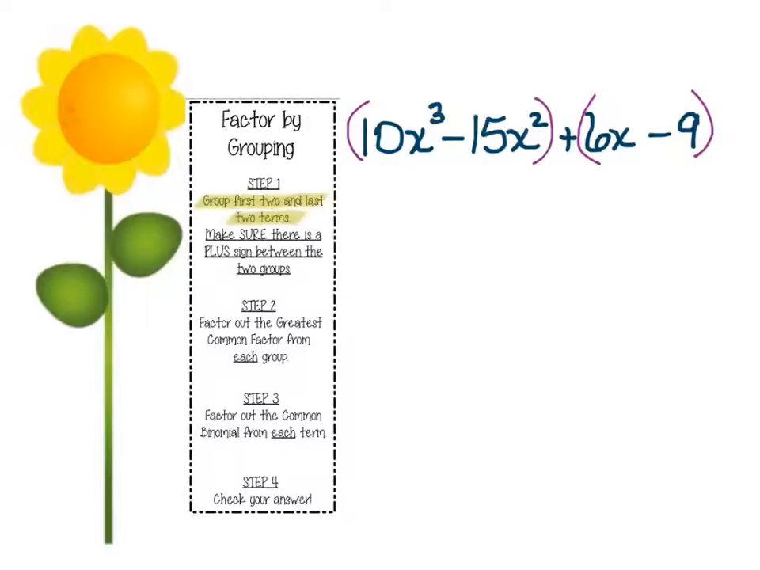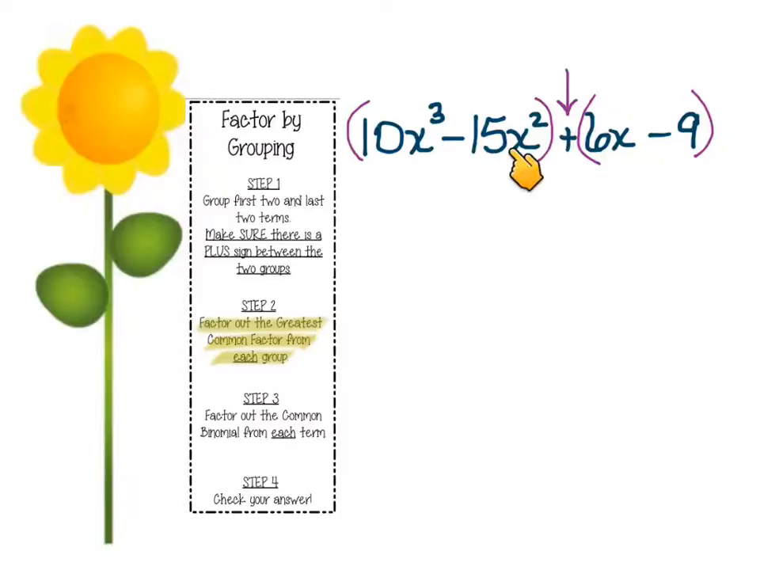Now there is a condition here. And that condition says make sure there is a plus sign between the groups. So again, there's the plus sign that is between the groups. You don't want to put that plus sign inside the parenthesis. It needs to be in between the 2 groups. Okay, and then step 3 says to factor out the greatest common factor for each group.